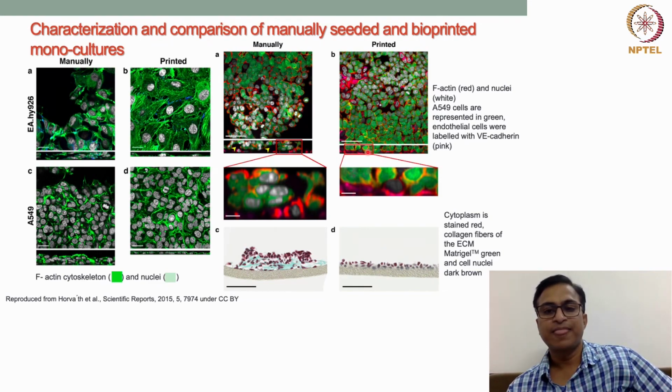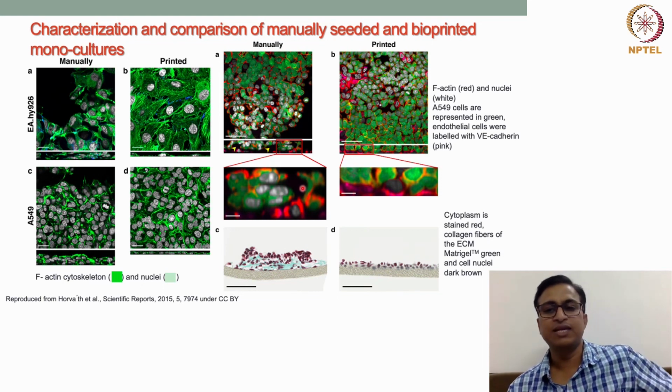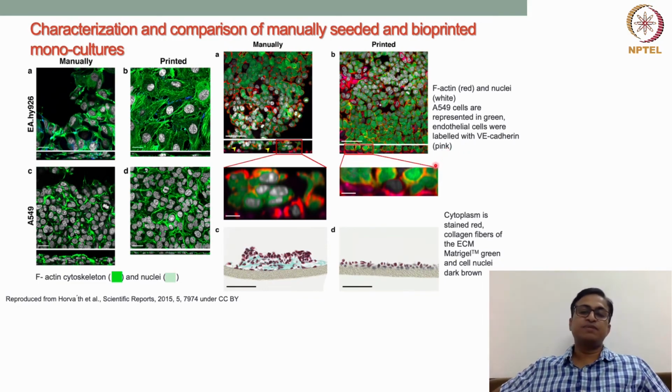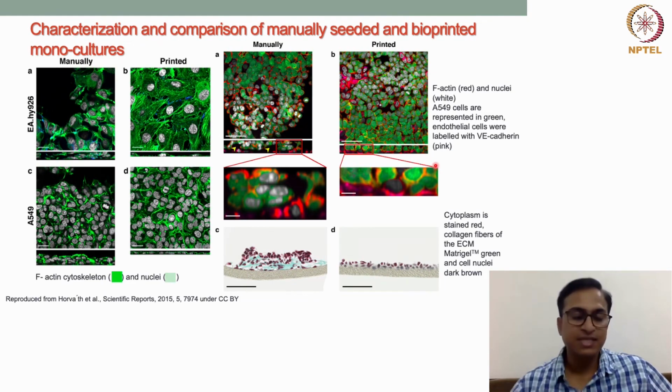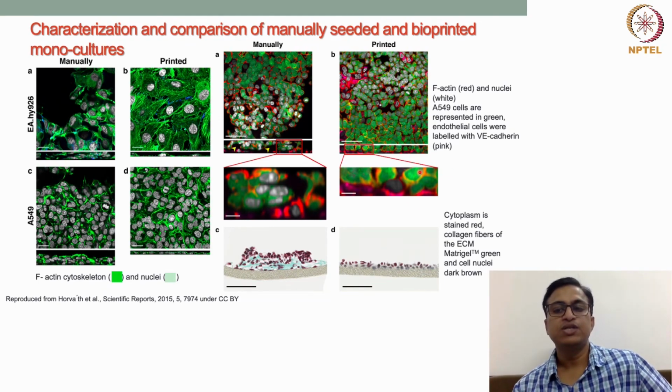In this case, they have shown the magnified version, and here it can be clearly seen that the cells are labeled with VE-cadherin, the pink, which is typically present on the cell surface. When the cell to cell tight junction is formed, then the cells express this VE-cadherin. So we can clearly see this. In this case, the VE-cadherin expression is higher than the other one, and the cells form a typical monolayer, and the endothelial cells are labeled with green color.